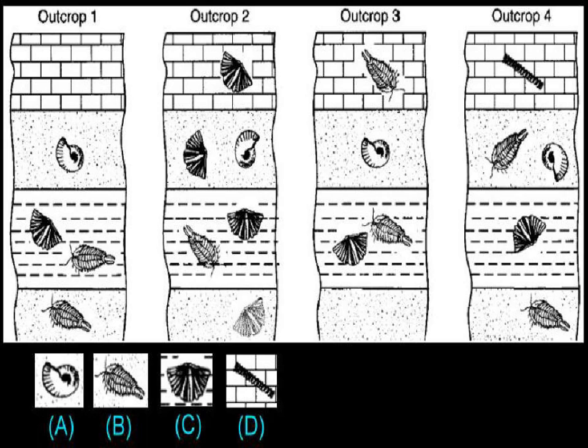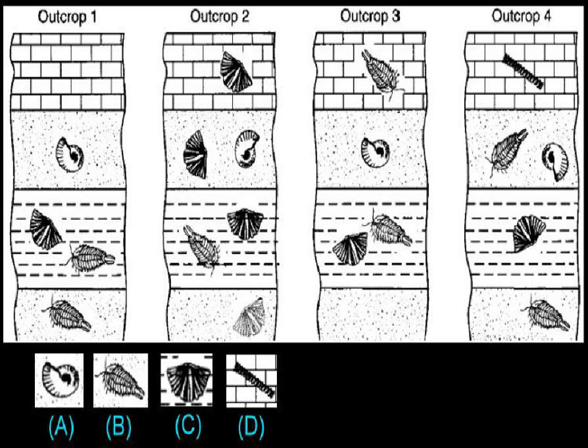It had to have lived for a short period of time. So let's look at the letters A, B, C, and D. Let's start with letter A. We don't see letter A in the bottom layer. We don't see letter A in the second layer from the bottom. We see letter A in the third layer from the bottom, and we see it in every outcrop, and we don't see it in the top.